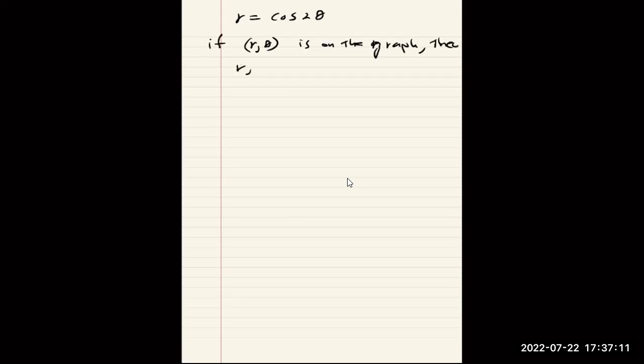Okay, let me add a page here first. This is the equation given to me. R is equal to cosine 2 theta. So I want to show that if r comma theta is on the graph, then r comma pi minus theta is on the graph. For that I'm going to plug in pi minus theta in my right hand side. Cosine 2 times pi minus theta is equal to cosine 2 pi minus 2 theta.